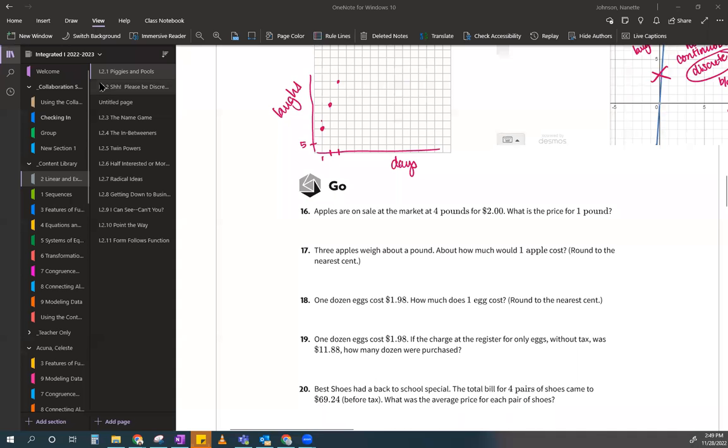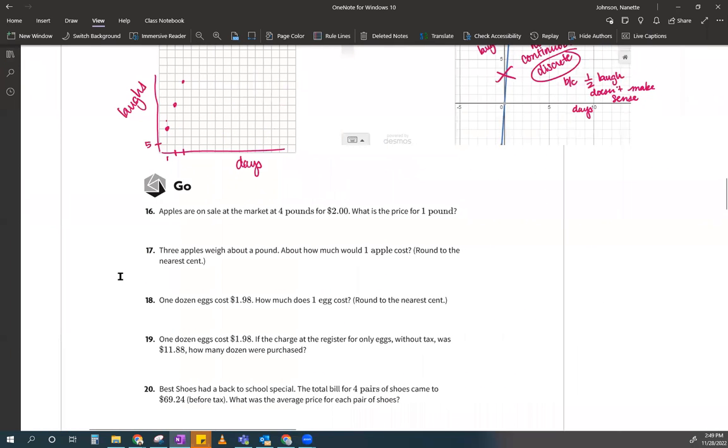Okay, so we're going to work on 2.1, 16 through 22, and this is review. It says, apples are on sale at the market for 4 pounds for $2. What's the price for 1 pound? When you're thinking about this, I write it out like this. I say, well, if 4 pounds is $2, what is the price for 1 pound?